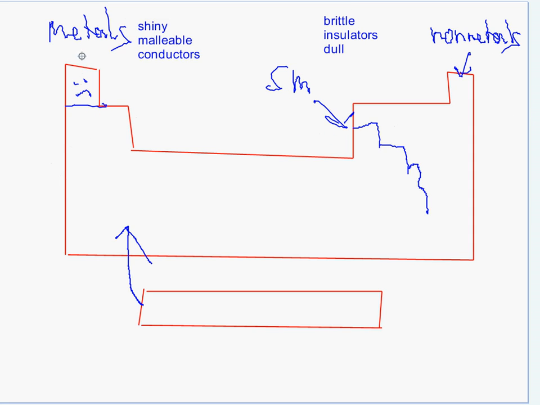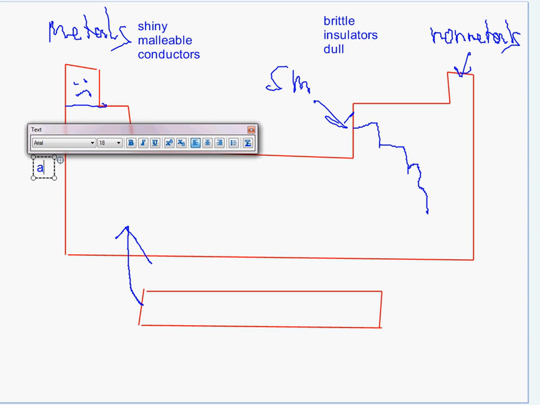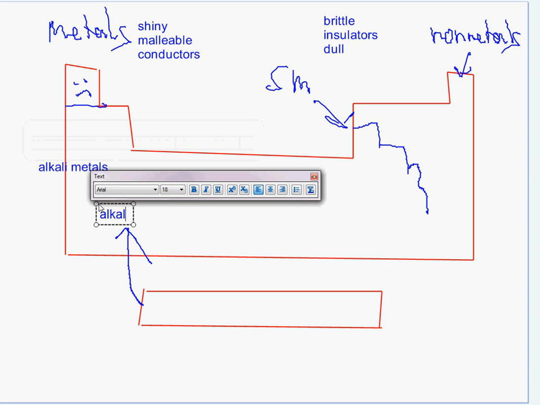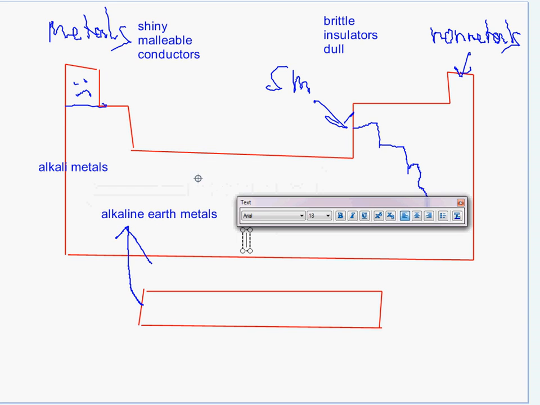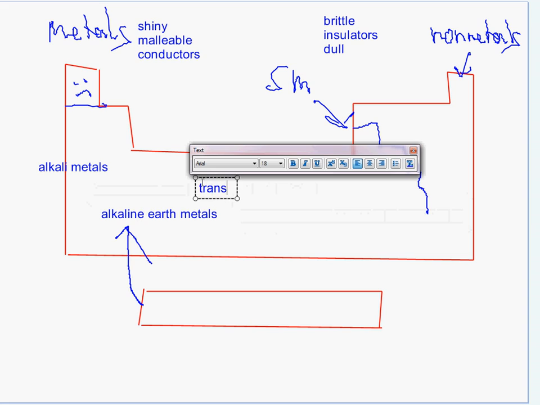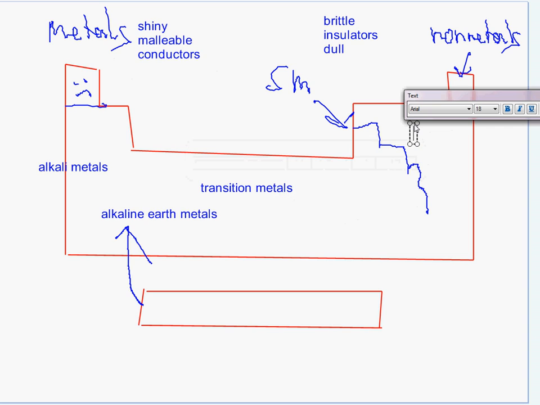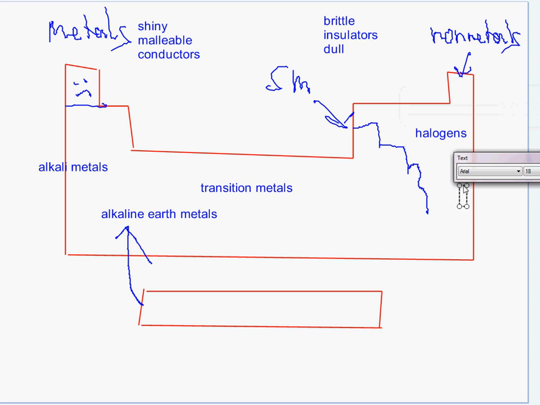Okay, and then the family names, I remember group 1, alkali metals. Group 2 is alkaline earth metals. And then here, these are the transition elements or transition metals, since they are on the left side. This group 7 is the halogens. These are the noble gases.